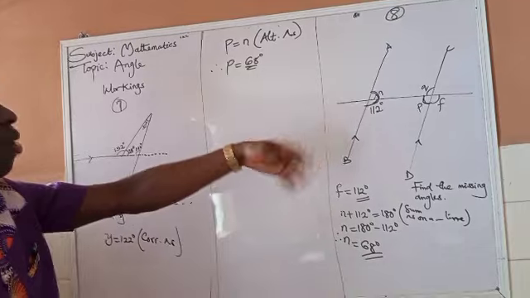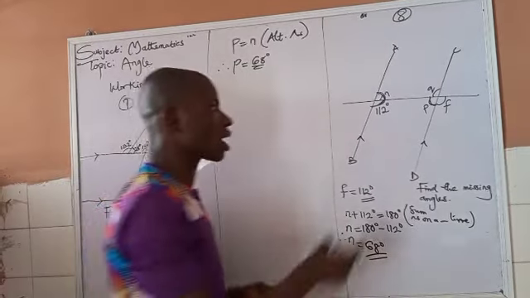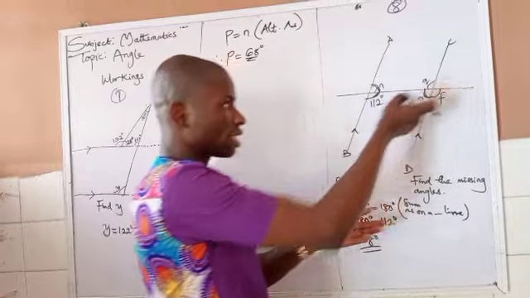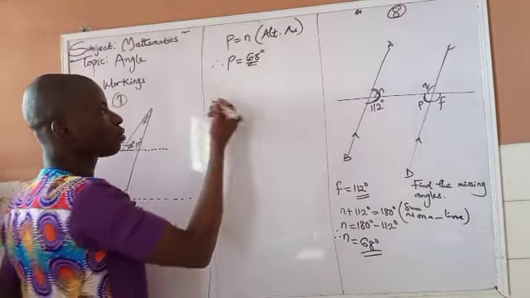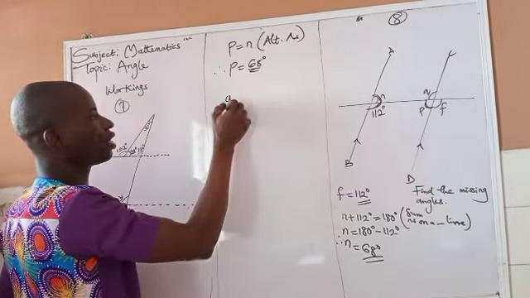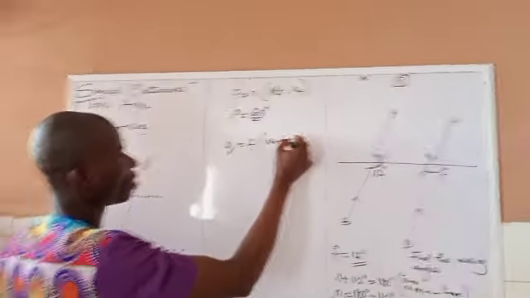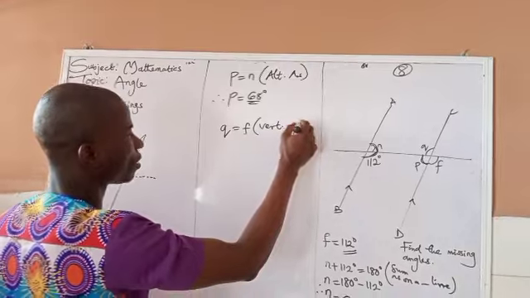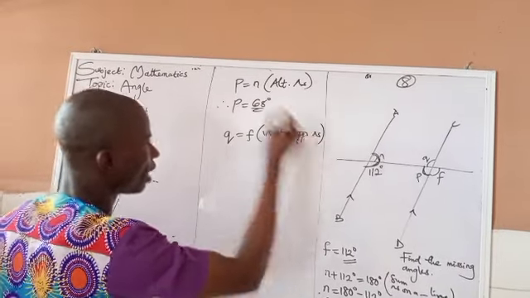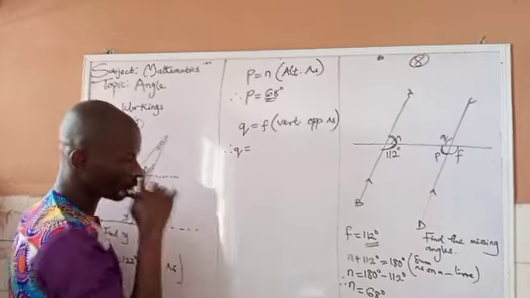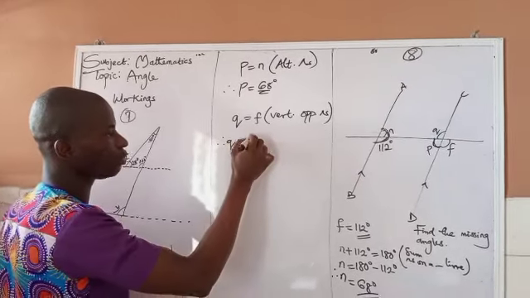So now to find our Q is very simple. You can say Q equals to this, alternate. You can say Q equals to this, vertically opposite. So maybe we should make use of Q equals F. Q equals F. And what is that? Vertically opposite angles. They are equal. Therefore, Q equals whatever F is, that's what Q will be.